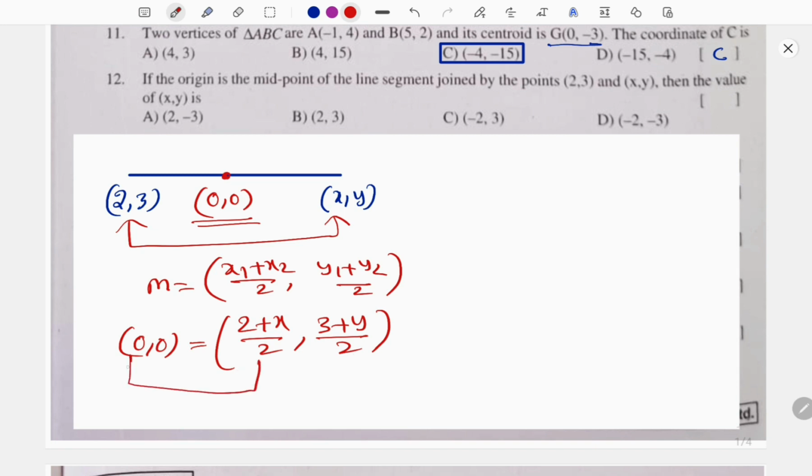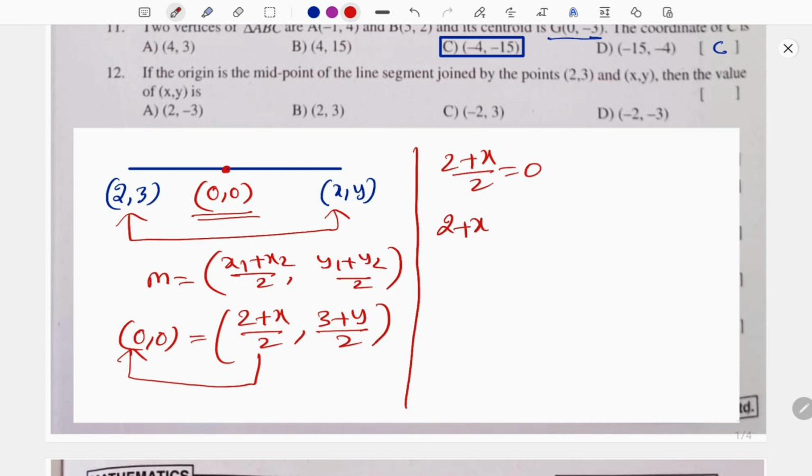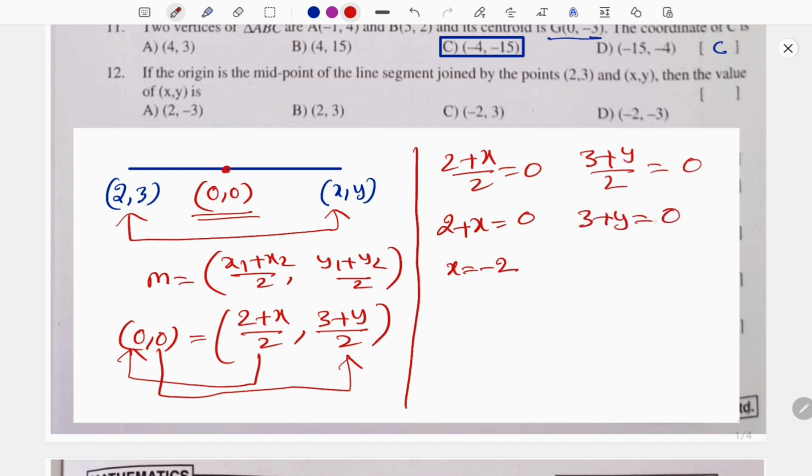Now equating the first coordinates, we get (2 + x)/2 is equal to 0. Now 2 + x is equal to 0, with the 2 taken to the right side, 0 into 2 is 0, and x is equal to -2. Similarly, equating the second, 3 + y by 2 is equal to 0. So 3 + y is equal to 0, and y is equal to -3. So what is (x, y)? That is (-2, -3). Option D is the right answer. (-2, -3) is the right answer.